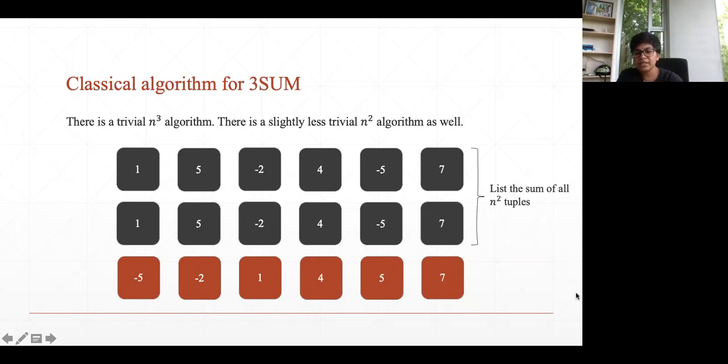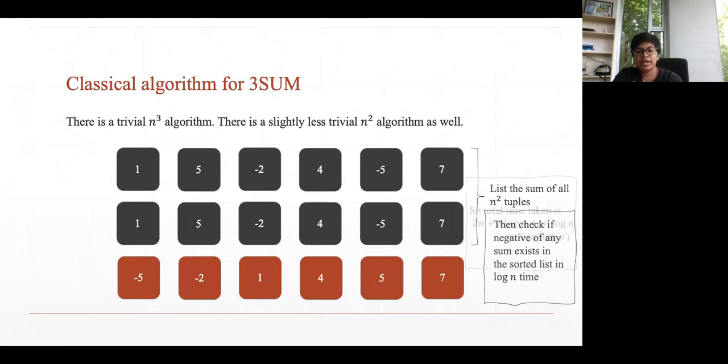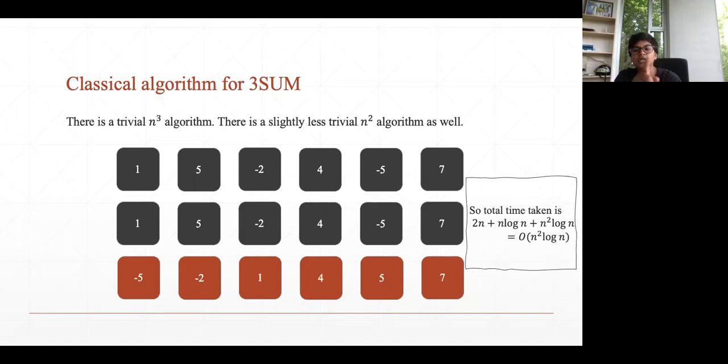And for checking that, I can use binary search because I've already sorted the list. So with this n squared log n time, I'm able to actually solve 3SUM. Now there's another trick which even gets rid of this log n factor, giving an n squared algorithm. And that I will not be discussing in this talk, but just believe me on that.